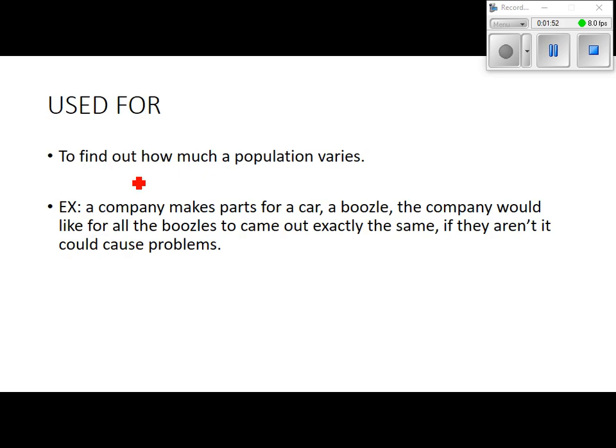What do we use this for? We use it to find out how much a population varies. And when we're talking about population, it doesn't have to be a population of people, it can be a population of anything. Like my example here, a company makes parts for a car, we'll call it a boozle. The company would like all the boozles to come out exactly the same. Well, that's not very likely.